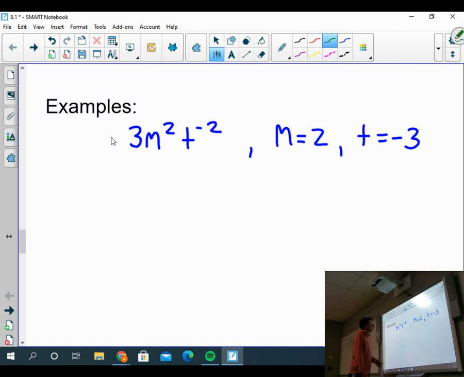My recommendation, though, treat this as if these guys are not there. What do I mean by these guys? I mean m equals 2 and t equals negative 3. Let's pretend we don't know that. Go ahead and simplify the expression, then plug our values in. And I think that'll be a little easier. Could you go the other way and plug your values in right away and then simplify it? You could, but I find more people tend to mess up that way.